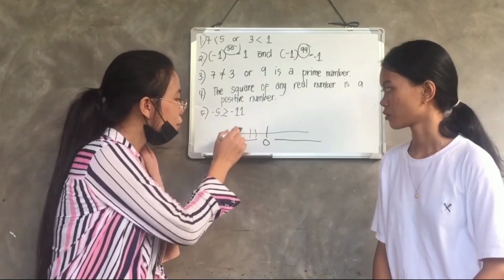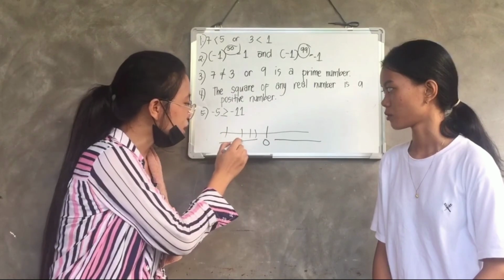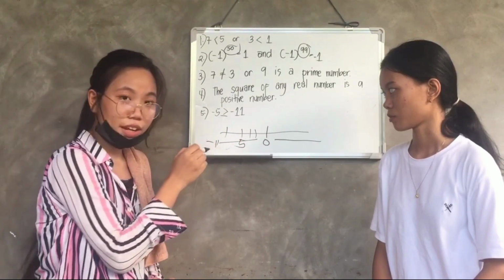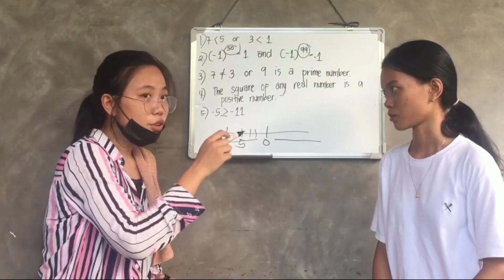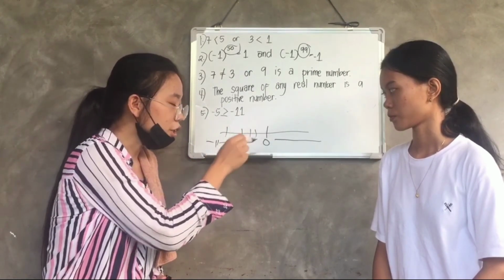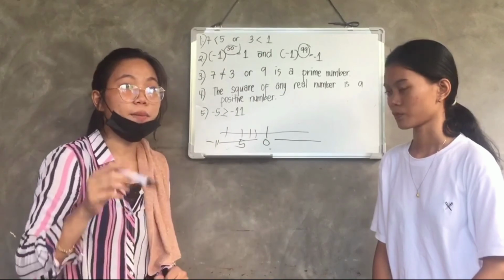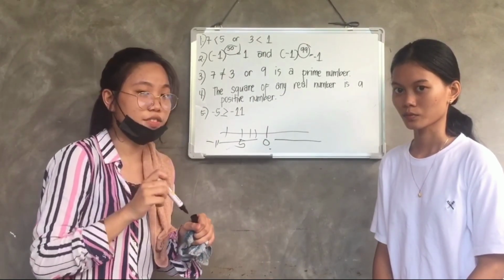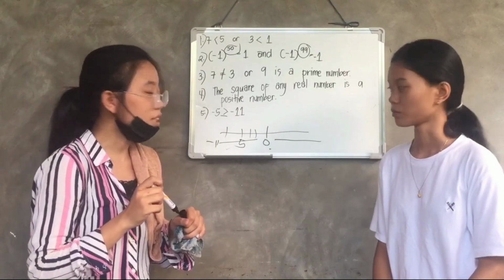So, for example, this is negative 5 and this part is negative 11. Kung sino yung pinakamataas, ay kung sino yung malapit sa 0, siya yung pinakamataas na number. Kasi siya yung negative, nasa negative sign. So the answer of this is true.